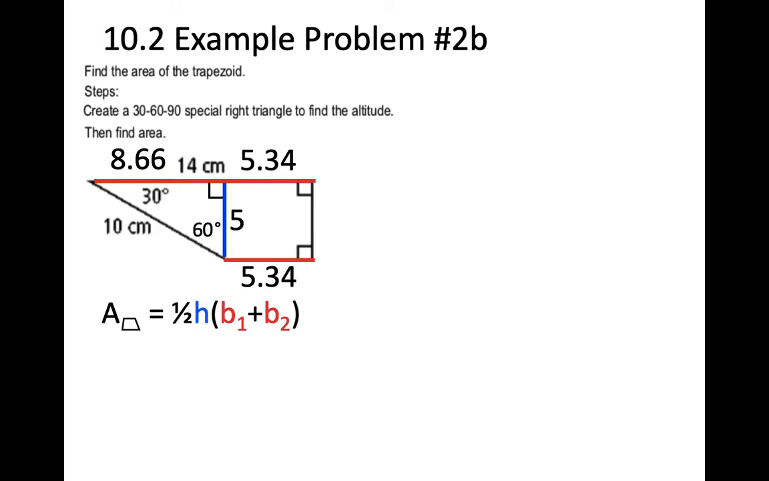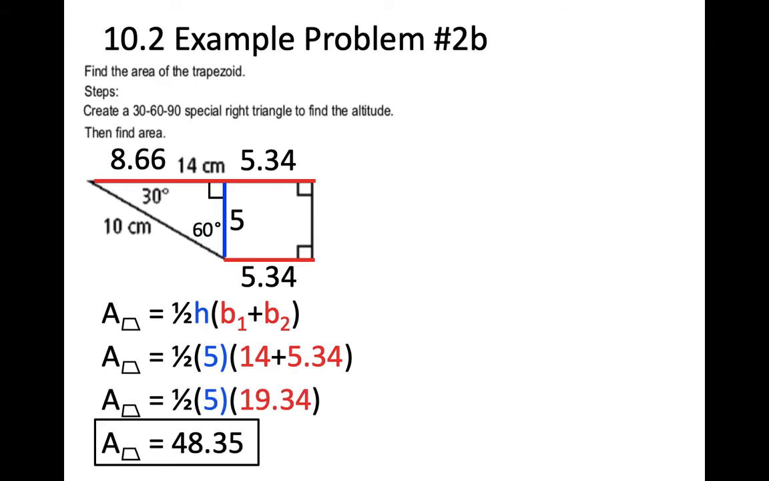I know it's equal to 1/2 base times height. I'm sorry, let's try that again. 1/2 of the height times the average of the bases. The sum of the bases. 1/2 the height times the sum of the bases. So I can plug those values in. 5, 14, 5.35. Multiply it out, and I get the area of this trapezoid is 48.35.